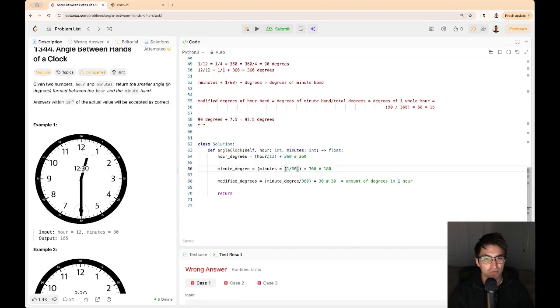But me saying 12 would be 1 and then 360. Modified degrees equals 180 divided by 360 is 1/2. 1/2 times the degrees of 1 hour is 15. So 15 degrees past where the hour degree is would be 375.